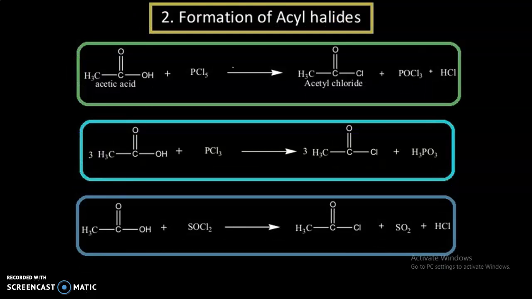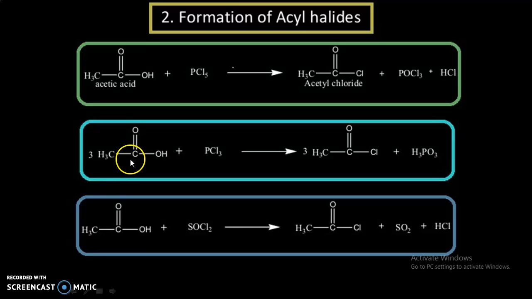Second reaction is the formation of acid halides or acyl halides. Carboxylic acids react with phosphorus halides or thionyl chloride to form acid halides. For example, acetic acid when treated with phosphorus pentachloride, PCl5, forms acetyl chloride, that is acyl halide. This is the carbonyl group along with halogen, so it is called acyl halide, that is acetyl chloride, plus phosphorus oxychloride and HCl are formed.